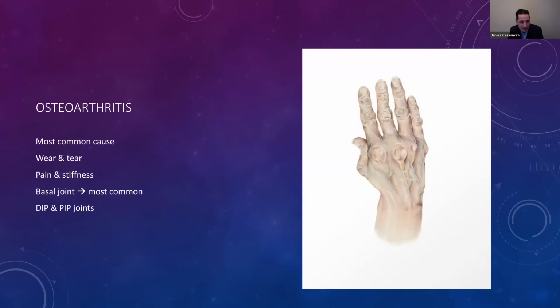Next, osteoarthritis. This is the most common type of arthritis that I see. Wear and tear. I think we tell patients it's wear and tear type arthritis. Pain and stiffness are kind of the hallmark symptoms that we see. The basal joint is most commonly affected, and then followed by the DIP and PIP joints.